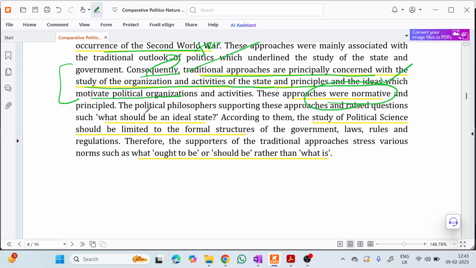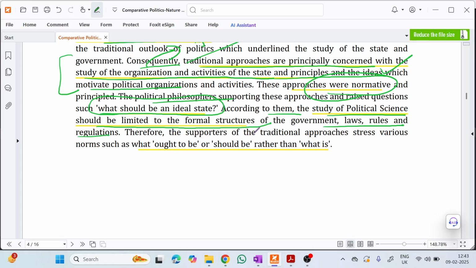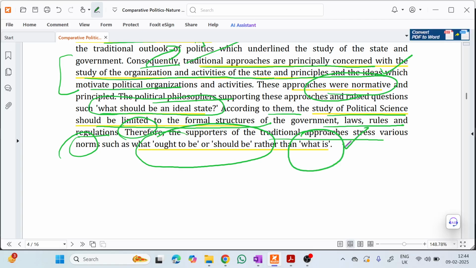And the political philosophers of that time raised such questions as what should be an ideal state. And according to them, the study of political science should be limited to the formal structure of government, of rules, laws, and regulation. Therefore, the supporters of traditional approaches stressed various norms such as what kind of a state it should be, what kind of a state it ought to be, what kind of rules, what kind of polity should be or must be, rather than actually studying what it is in the present circumstances.